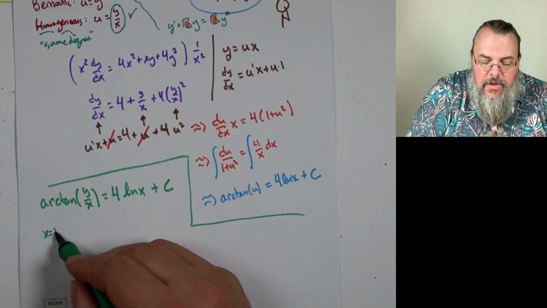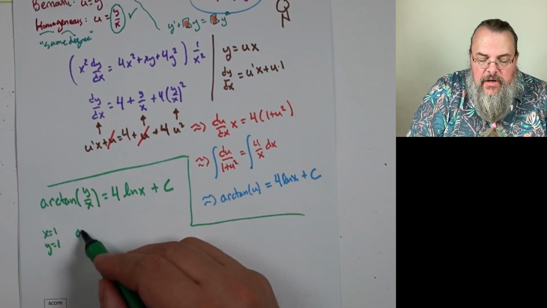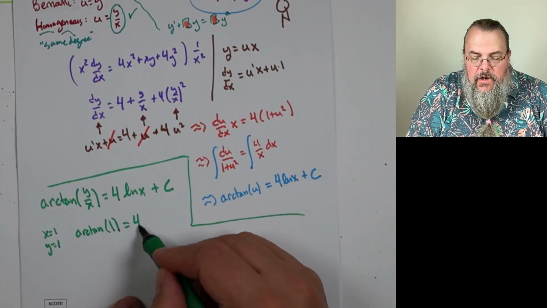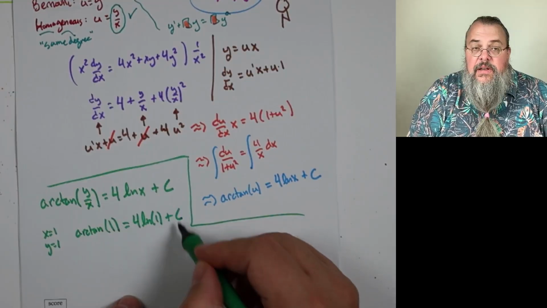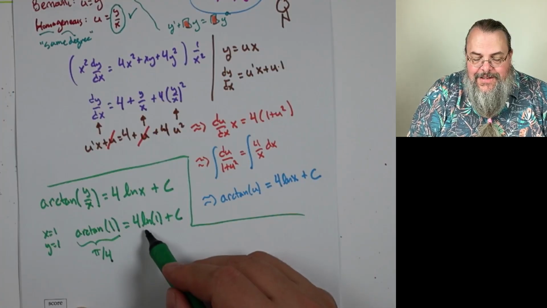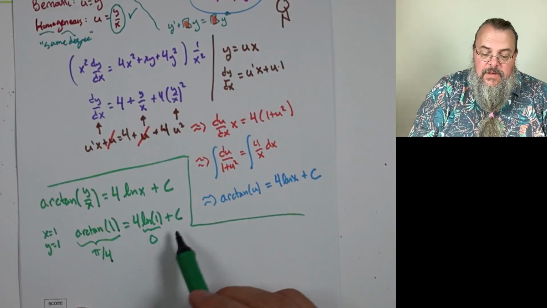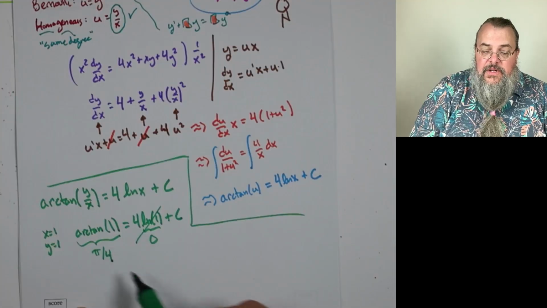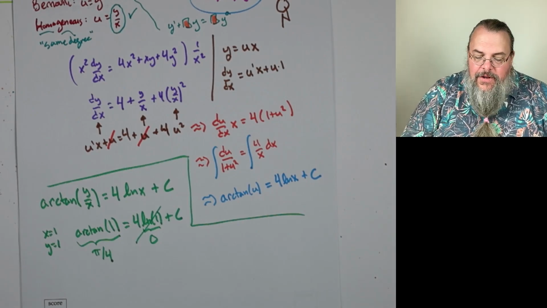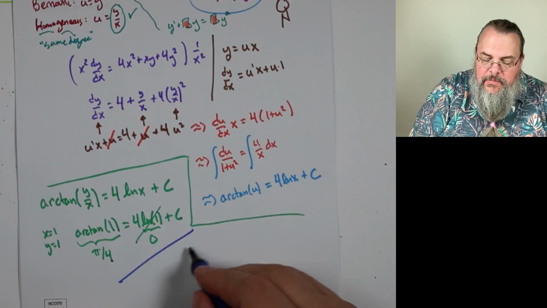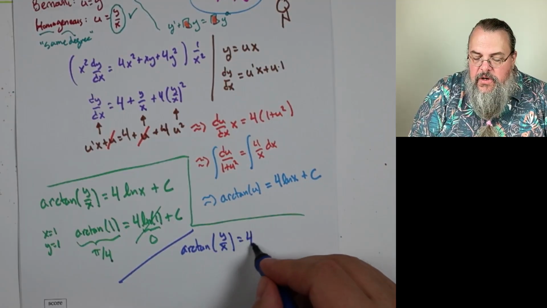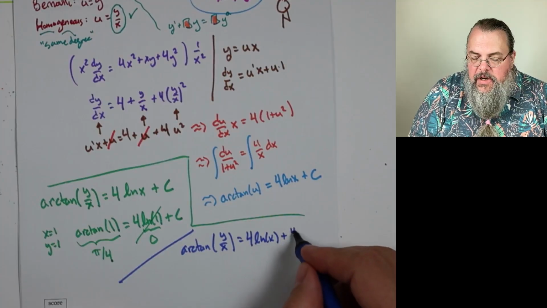So remember we said x equals 1, y equals 1. So we get arctangent of 1 equals 4 log of 1 plus c. But arctangent of 1, that's pi over 4. Log of 1 is 0, so we come to the conclusion c is pi over 4. So we're basically done. We have the following, that arctangent of y over x is equal to 4 log of x plus pi fourths.